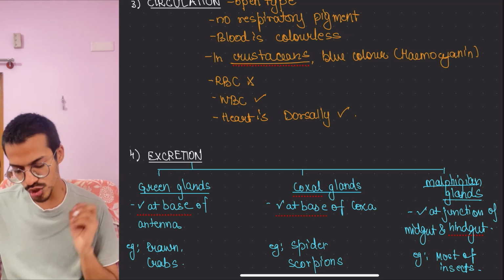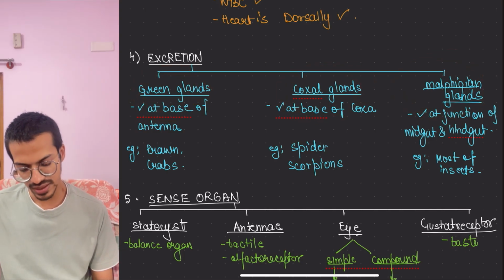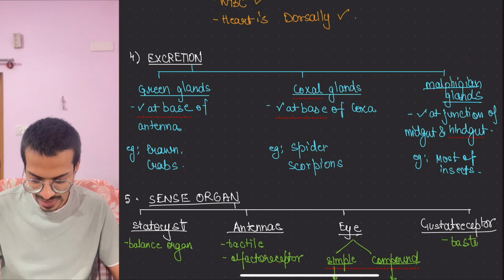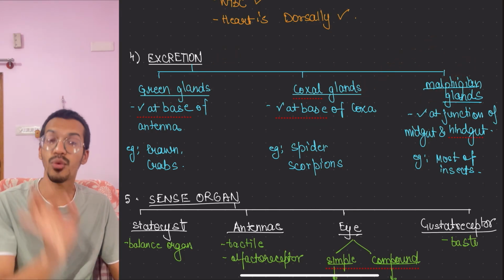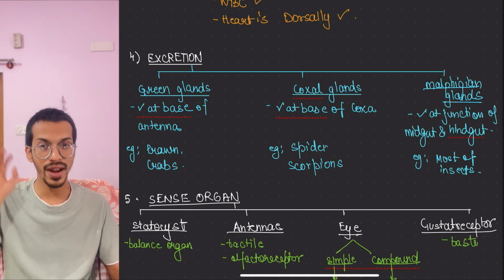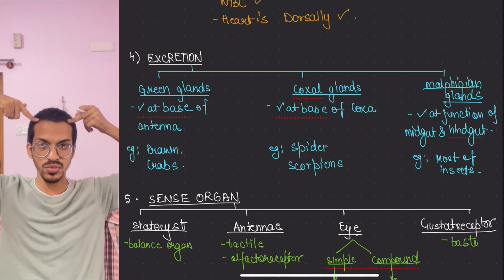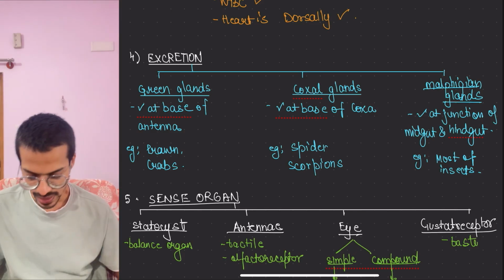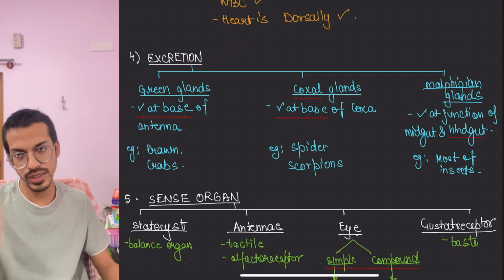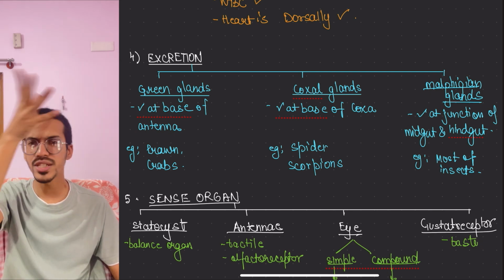Moving on to the excretion. For excretion, we have three different options. One is the green glands, then the coxal glands, then the Malpighian tubules. Green glands are present at the base of the antenna, where the location is very important. Imagine the antenna coming out from my body; this part is the base of the antenna, and it has the green glands present. It is seen in prawns and crabs. They extract their excreta through that.